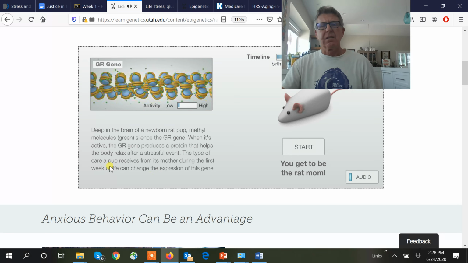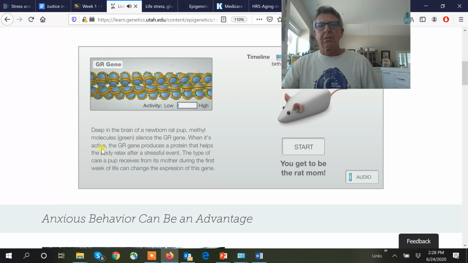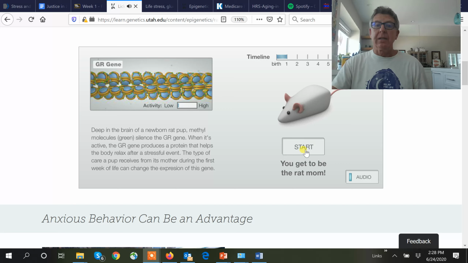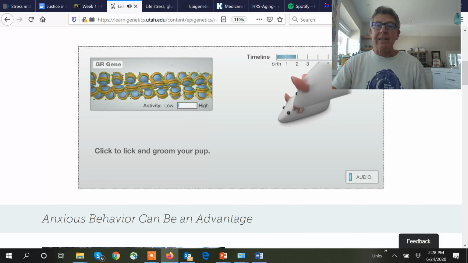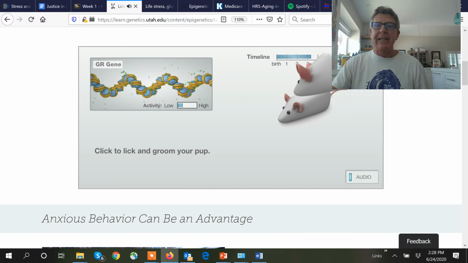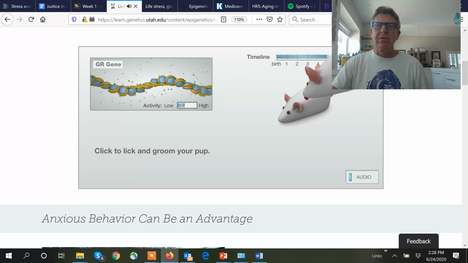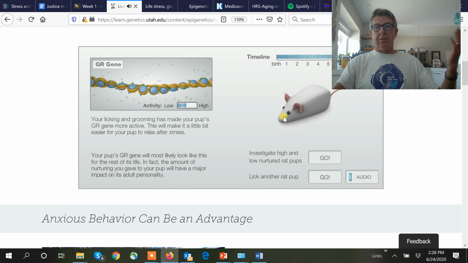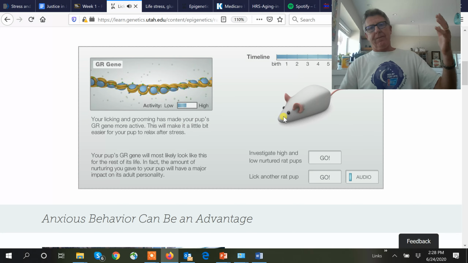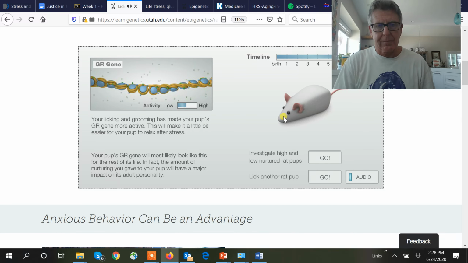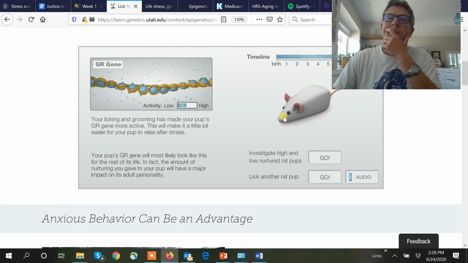Deep in the brain of a newborn rat pup, methyl molecules, green, silence the GR gene. Ready? When it's active. Lick, lick, lick. I love you, love you, love you. Your licking and grooming has made your pup's GR gene more active. This will make it a little bit easier for your pup to relax after stress. Your pup's GR gene will most likely look like this for the rest of its life. In fact, the amount of nurturing you gave to your pup will have a major impact on its adult personality.